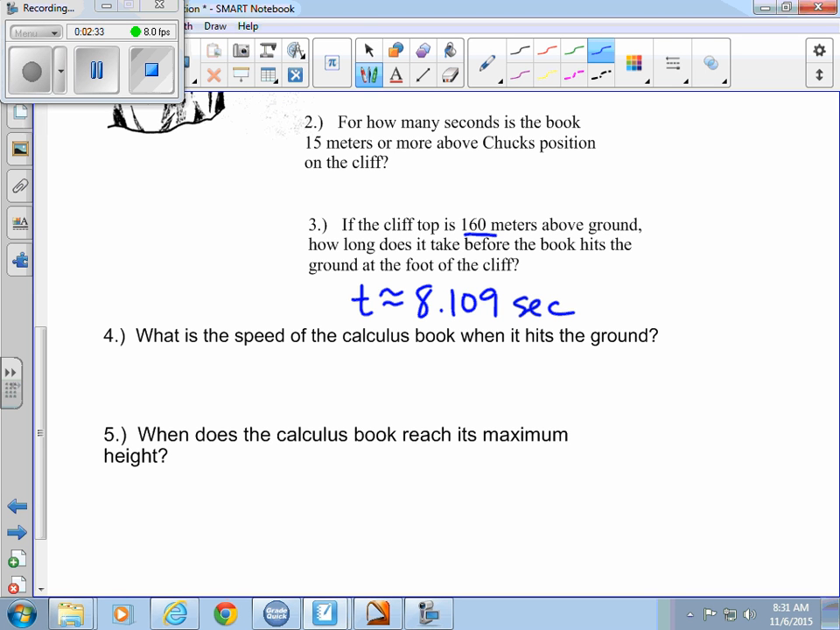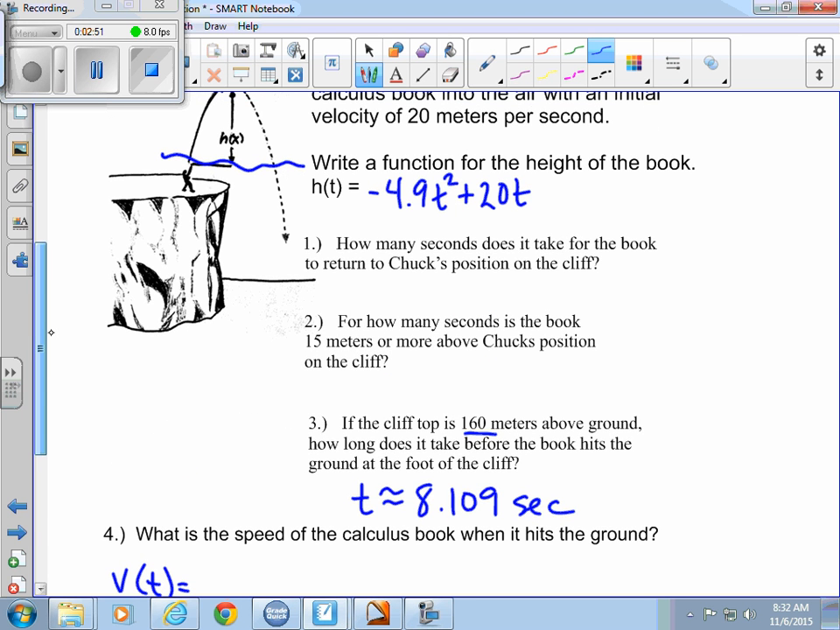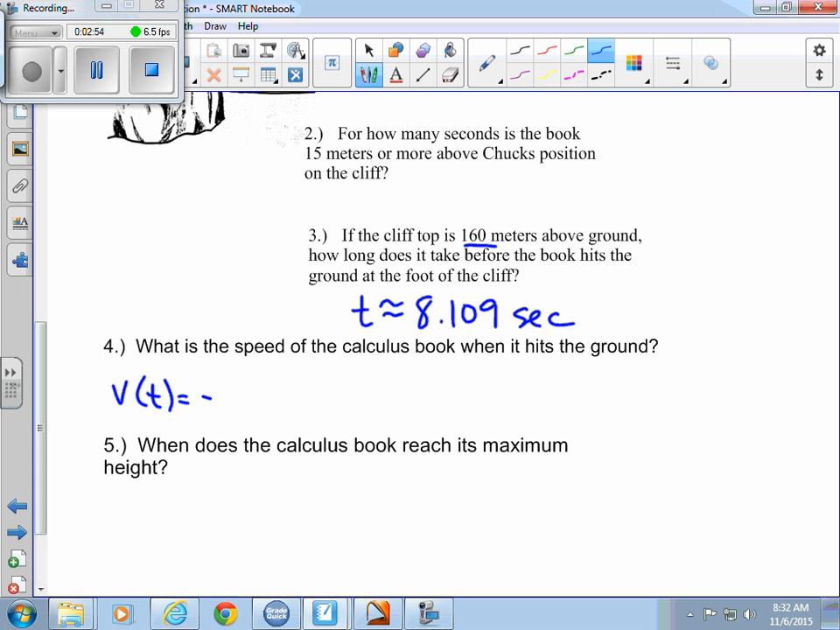What often will happen is they will ask you number 4 without asking you number 3, but you have to do number 3 to do number 4. Does everyone agree? Find the speed when it hits the ground. How am I going to find speed? I'm going to find the velocity, which is -9.8 t plus 20. And then I'm going to plug in 8.109. I would hold more decimal places than that while you plug it in, until you're done with the problem. Does everyone know what I mean by that?